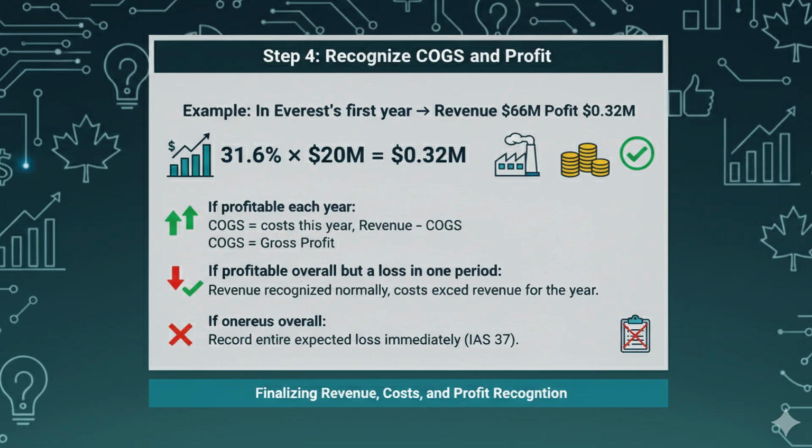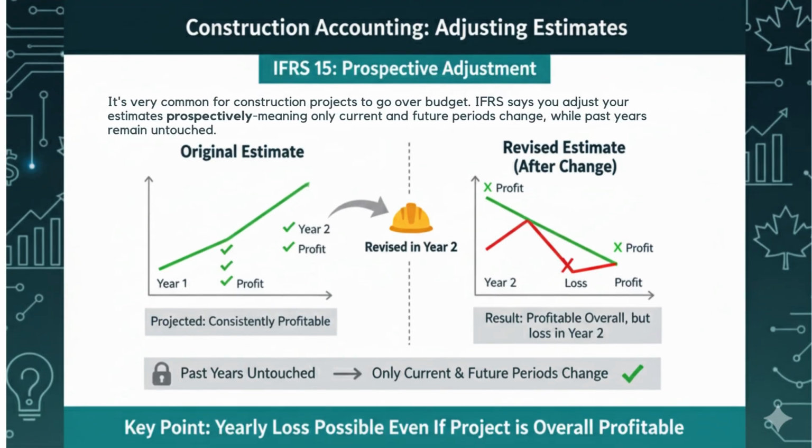Now that we've broken down the 4 steps, let's see what happens when costs don't go exactly as planned. It's very common for construction projects to go over budget. IFRS says you adjust your estimates prospectively, meaning only current and future periods change, while past years remain untouched. The key point is, a contract can show a yearly loss even if it finishes profitable overall.